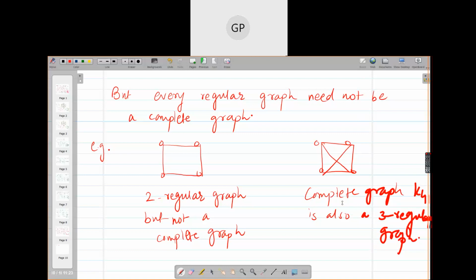So in the next lecture, we will continue with some more types of graphs.